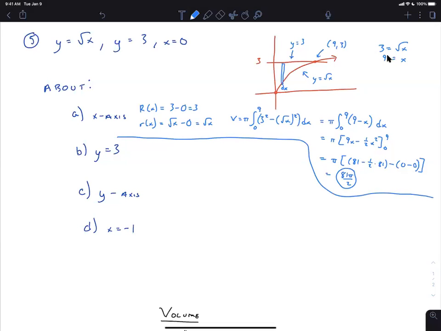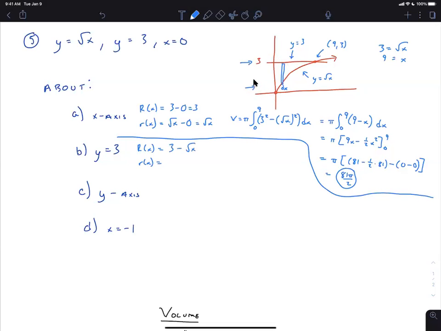And now part B is y equals 3. So y equals 3 again is going to be the washer method, but we're revolving up here. So we're going to have a big R and a small r. So big R is the distance from the farther end of the rectangle to this line. So remember, we're looking at this line to the farther end of the rectangle. Well, that's the top y, which is 3, minus the bottom y, which is the square root of x.